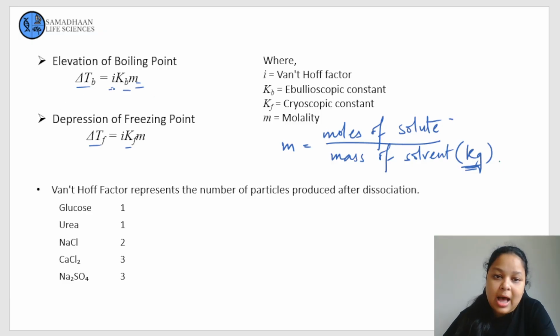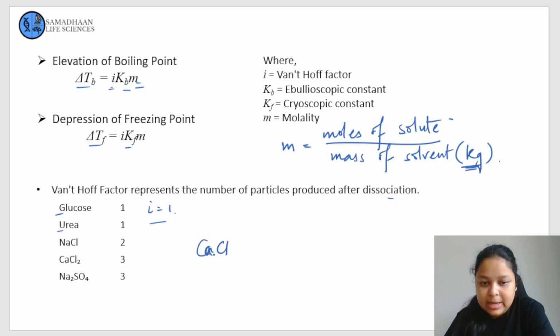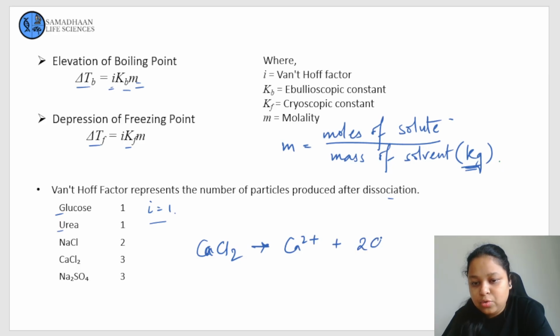Okay. And this i is the van't Hoff factor, which represents the number of particles produced after dissociation if the solute particles get dissociated in solution. So for example, if you dissolve glucose or urea in, for example, water, then they don't get dissociated, so i is equal to 1. But if you dissolve salts, for example let's take calcium chloride, then it gets dissociated into calcium 2 plus and 2 chloride ions. Total number of ions are 3, so van't Hoff factor i is 3.